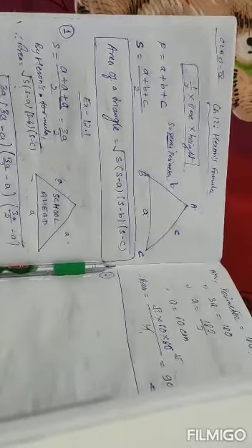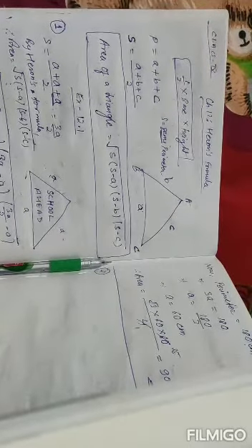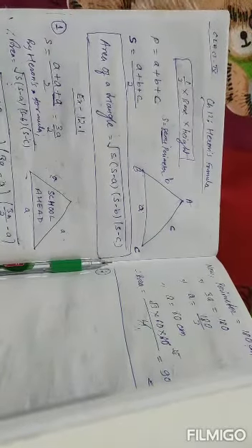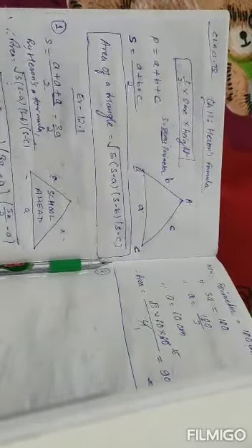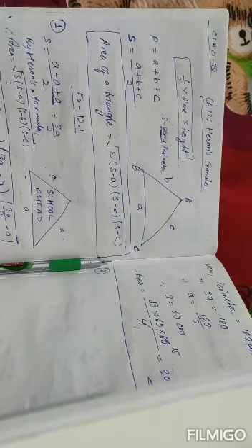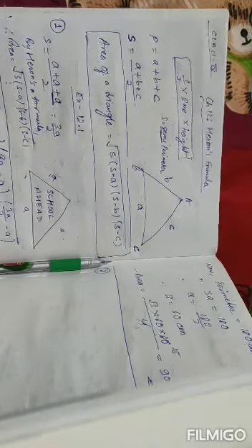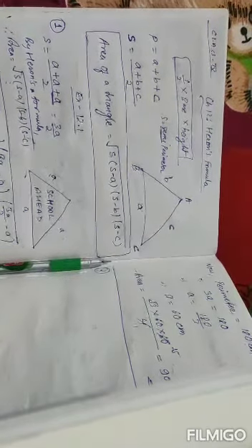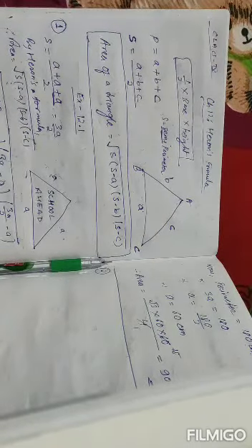Hello students. So today we are going to start a new chapter, and we will directly first do chapter 12, that is Heron's formula. So Heron's formula, first who was Heron? Heron was an Egyptian mathematician who gave one formula which is used to find the area of a triangle. So why do we use Heron's formula?